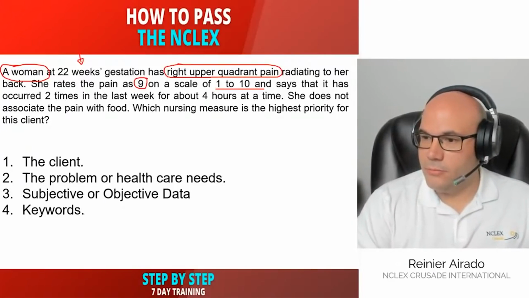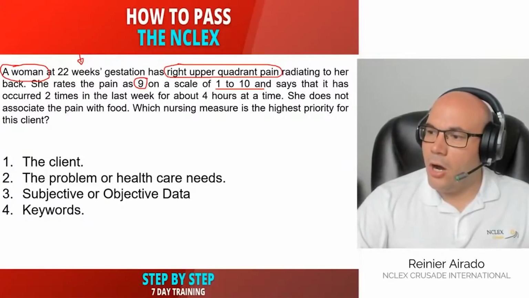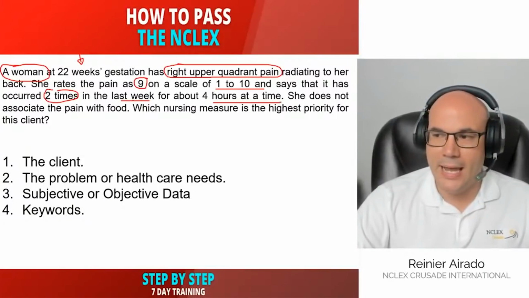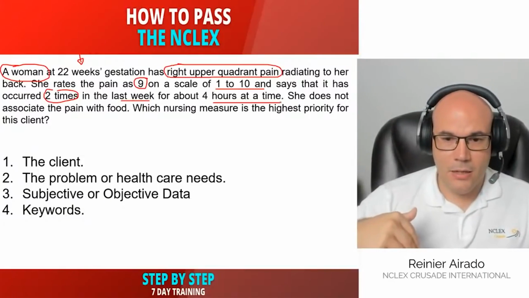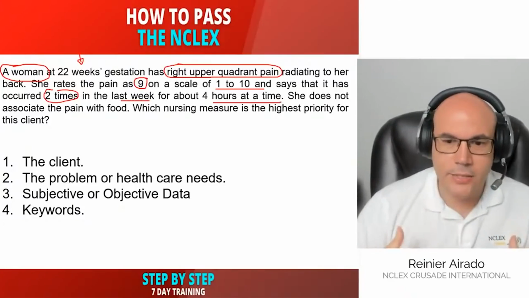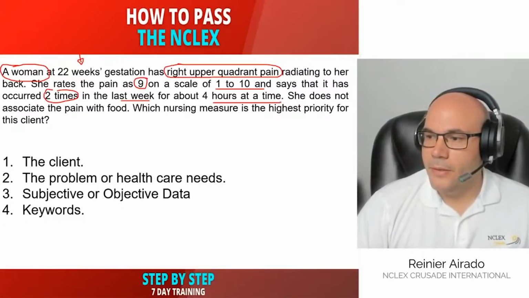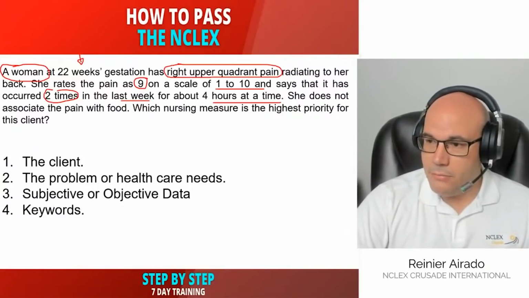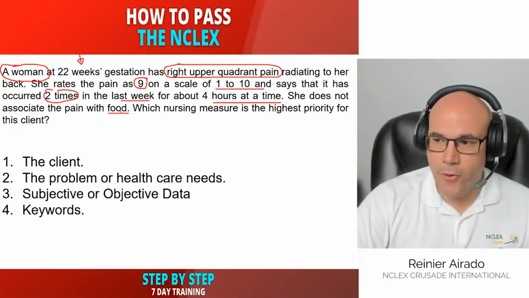Other keywords are, it says that the pain is 9 and it has occurred 2 times in the last week for about 4 hours at a time. So it's a pain that is prolonged. It's not a quick pain that comes and goes. It stays for a while. Another important word is that the pain is not associated with food intake.